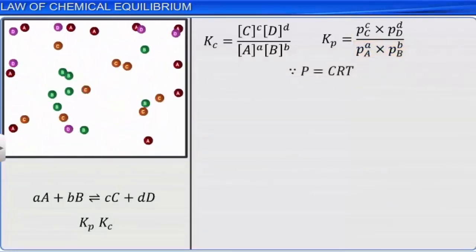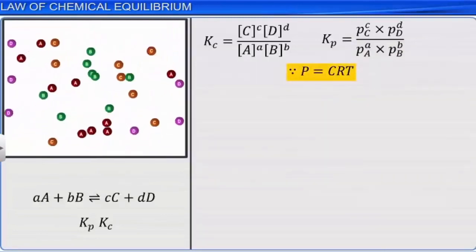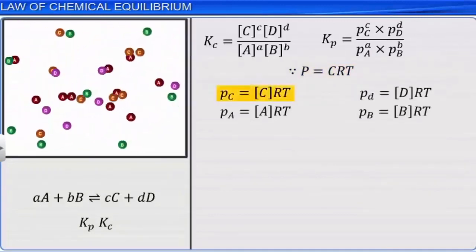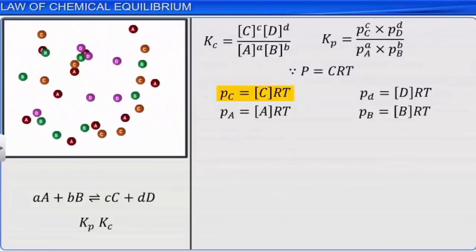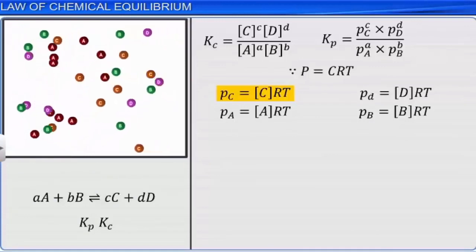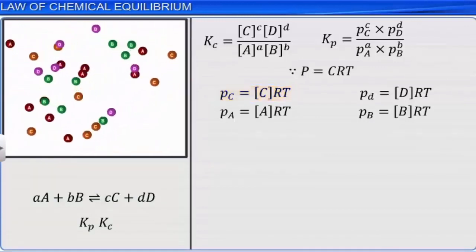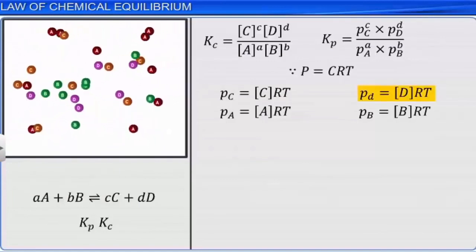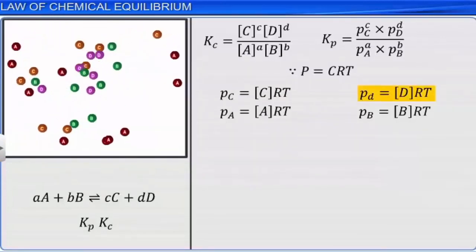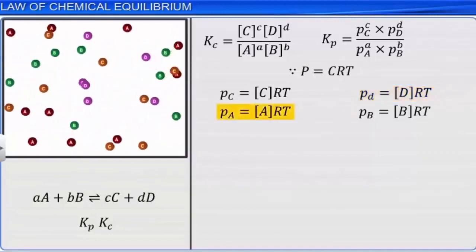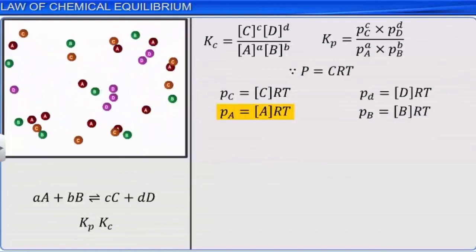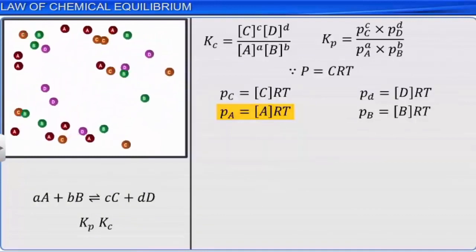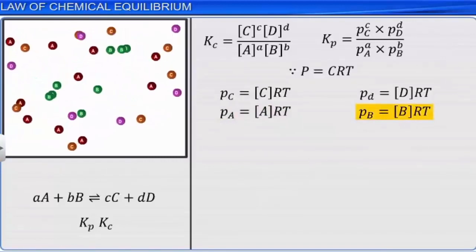Since P is equal to CRT, it can be written as: partial pressure Pc is equal to the concentration of C multiplied by the product of R and T. Partial pressure Pd is equal to the concentration of D multiplied by RT. Partial pressure Pa is equal to the concentration of A multiplied by RT. Partial pressure Pb is equal to the concentration of B multiplied by RT.